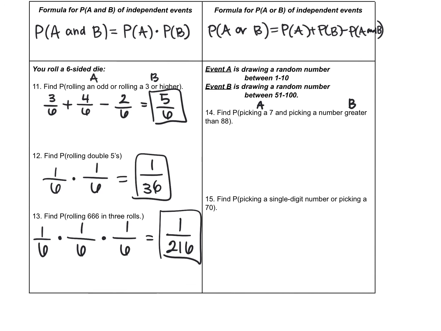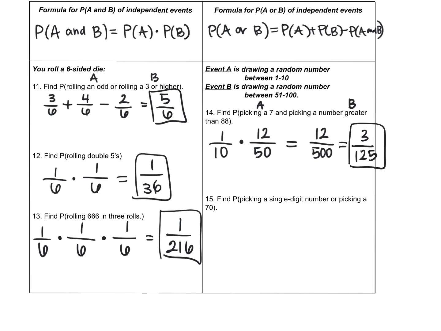So in the numbers 1 through 10, there's only 1 7. So 1 out of 10 times. So numbers greater than 88, there are 12 of them, and then 51 to 100 is a sample size of 50. So when we multiply straight across, we get 12 over 500, which we do want to simplify, which is 3 out of 125. So not a very big chance that you pick a 7 and a number greater than 88.